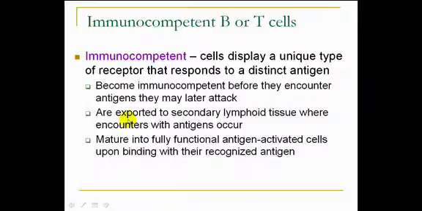When B and T cells are made in the bone marrow, they're not quite yet what we call immunocompetent. Immunocompetent means that the cell has the receptor and the ability to respond to the distinct antigen. So they're not born that way. They have to become immunocompetent, and they do so very quickly. But what's amazing is your T and B cells become immunocompetent. They get that unique receptor before they ever encounter the antigen that they later attack.